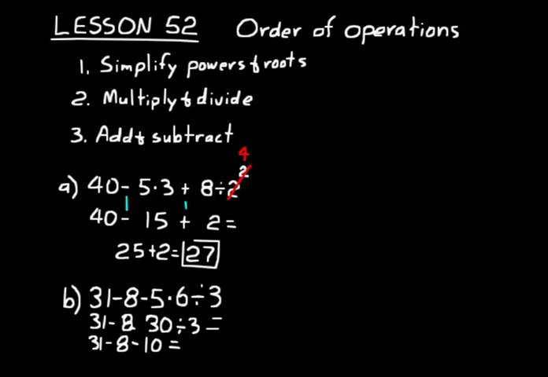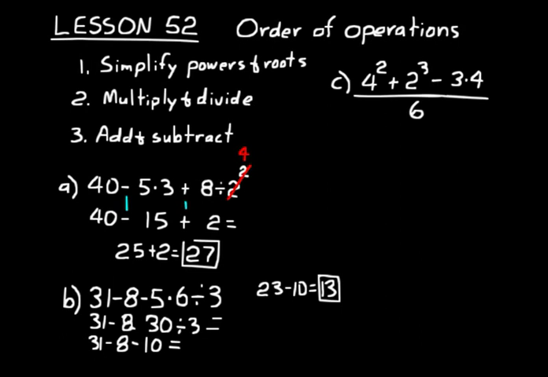And now let's work in pairs on the subtraction. I'll move over to the right here. 31 minus 8, that would equal 23. Minus 10 gives you 13 for an answer.